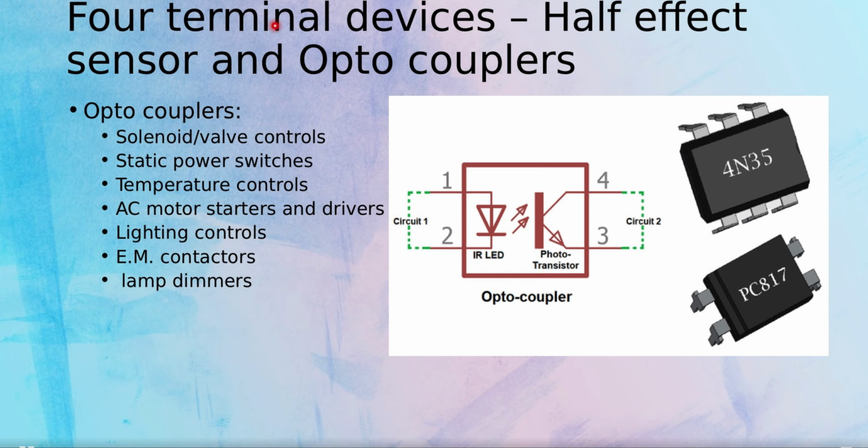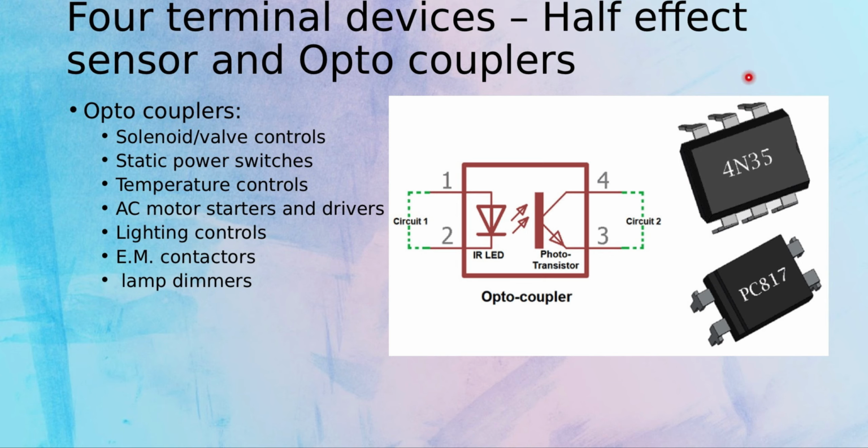Now we will be looking at the applications of four-terminal devices. Do you remember that we saw that there are two types of four-terminal semiconductor devices? One is the Hall effect sensor and the other is the optocoupler. So first we'll be seeing the applications of optocouplers or photocouplers. So this was a combination of an LED and a phototransistor having four terminals. Does it ring a bell about us seeing optocouplers?